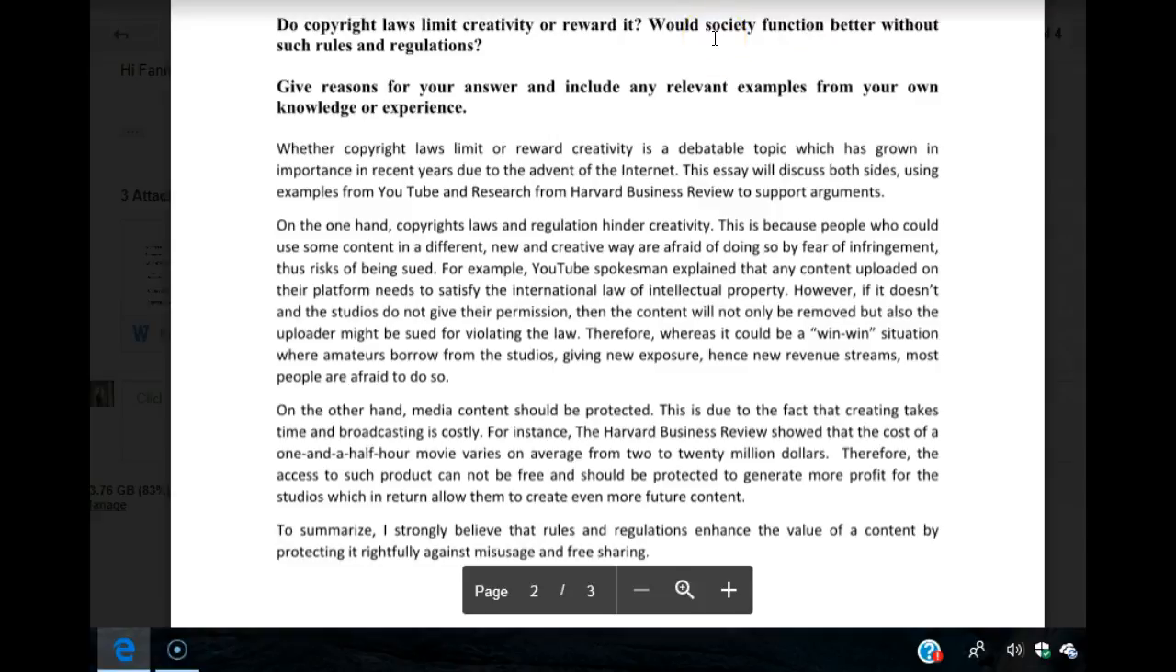Maybe if someone's really stretching, they could say that she's trying to tell us that, yes, society functions better because movies can create more content, but that's really stretching it. Essentially, you just answered both sides of this question, and that's not enough. You need to remember that each question that they ask you in the task needs its own paragraph, and they should have fairly equal development in terms of length.